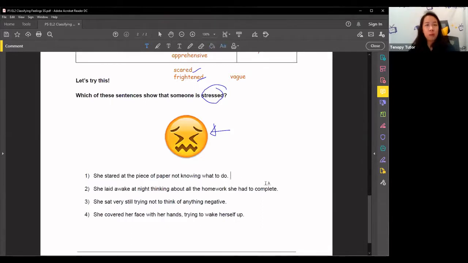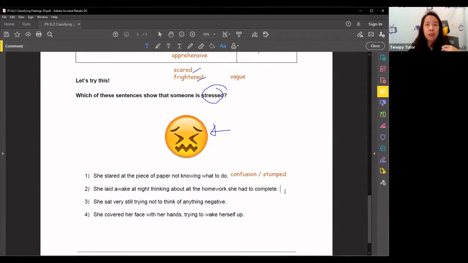She stared at a piece of paper, not knowing what to do. Is this stress? This could be confusion. Like, huh? What's this paper for? I don't know how to answer this. Or it could also be that she is stumped. This person is feeling stumped. It means I don't know what to do. So it's not specifically stress.